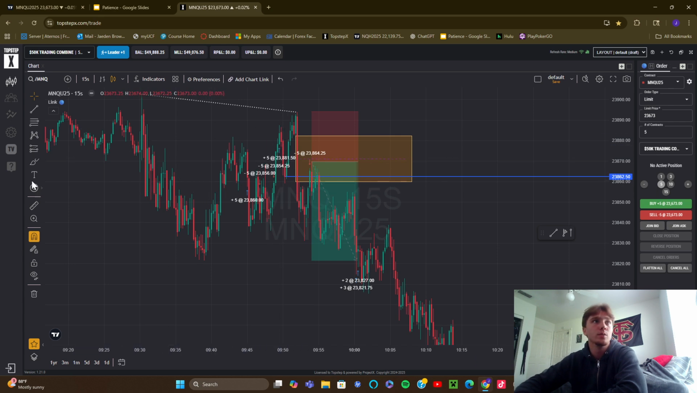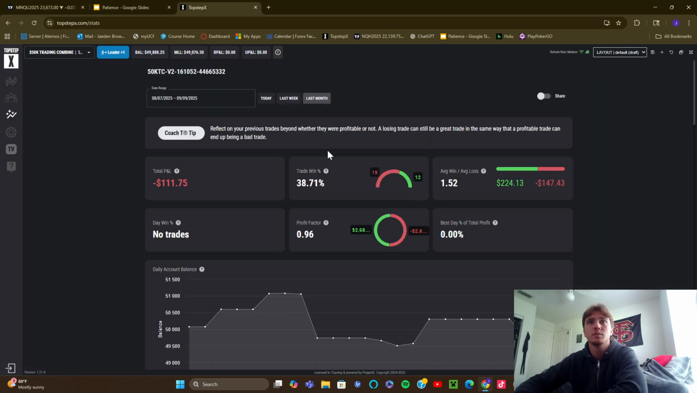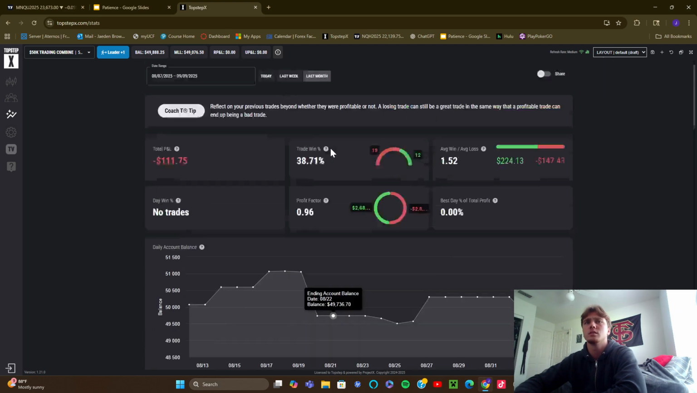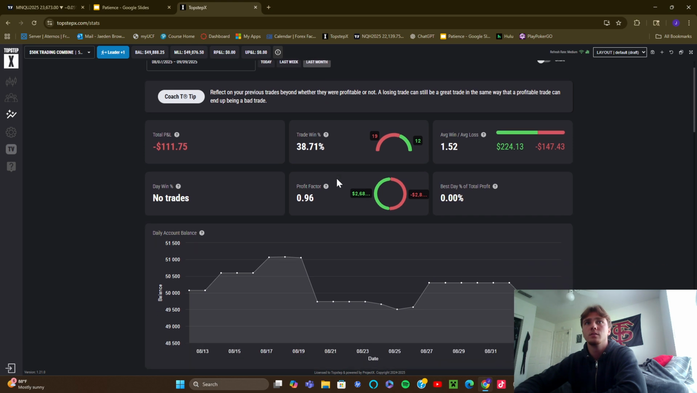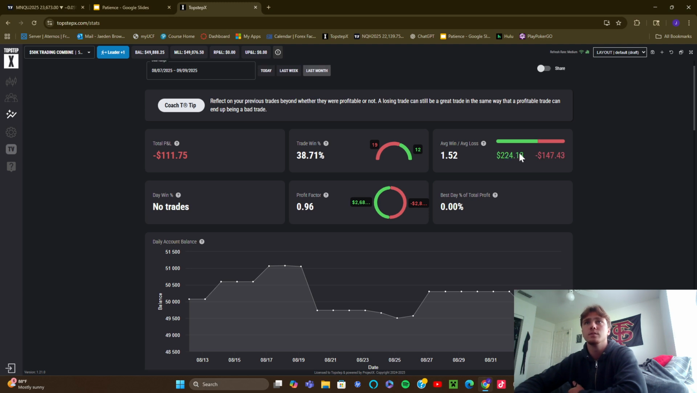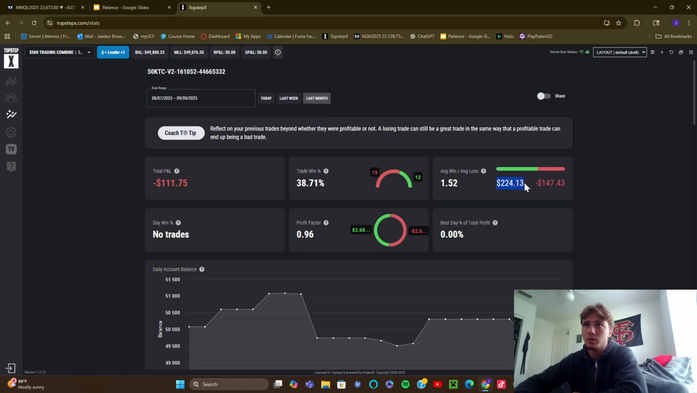Let's go over to my TopStep. I just want to go over it quick, talk about some things I noticed on here and some things I want to share with y'all, like what I want to change. So basically, total P&L on my main account, I'm only down 111, and then a 38% win rate. And average loss, this right here is what I want to go over. My average win is only $224, and then my average loss is $147.